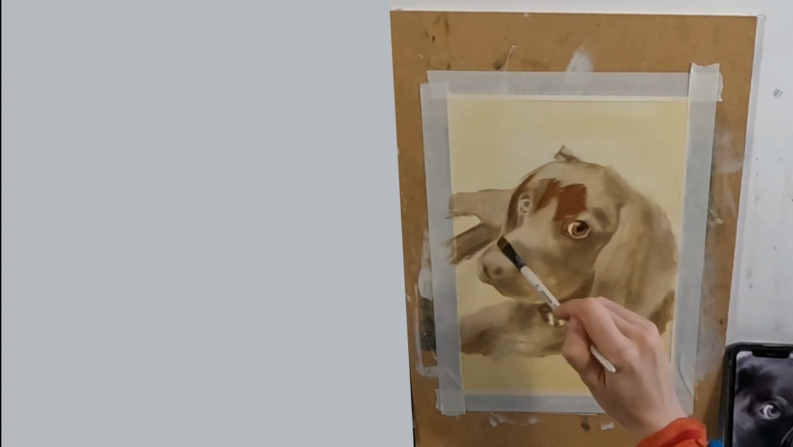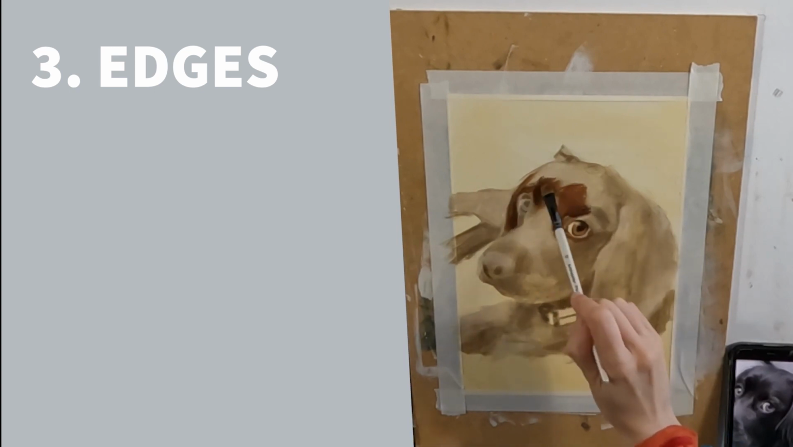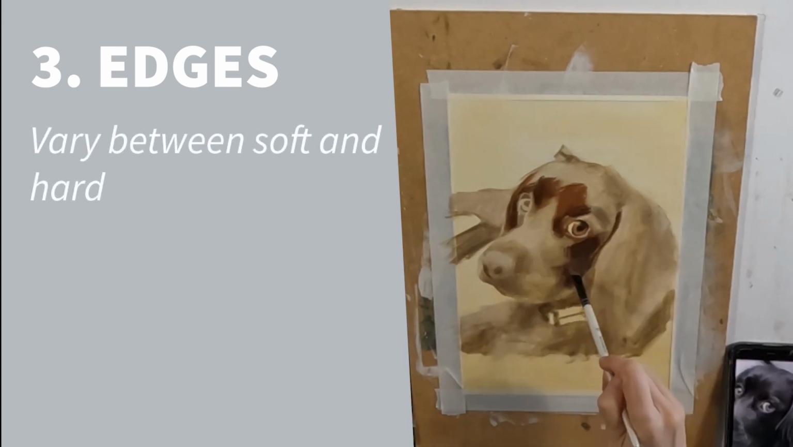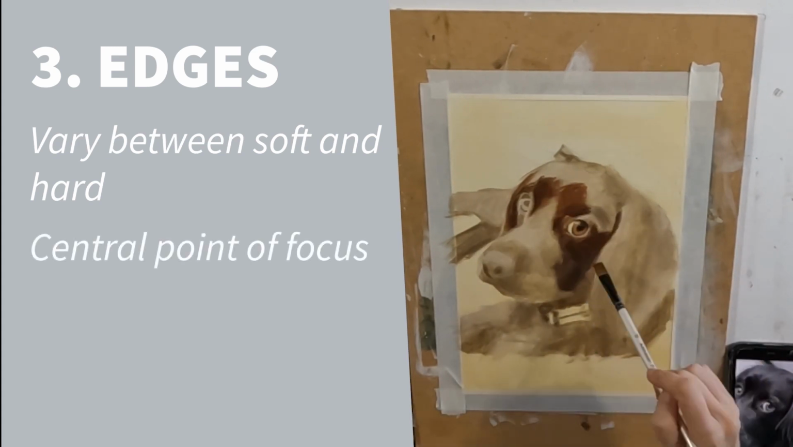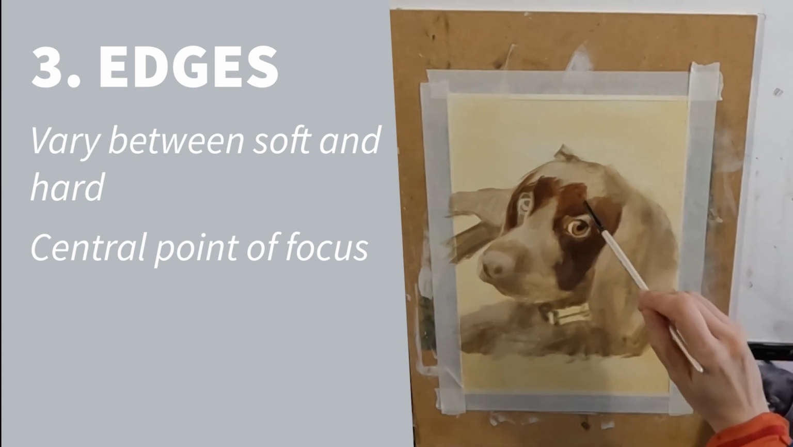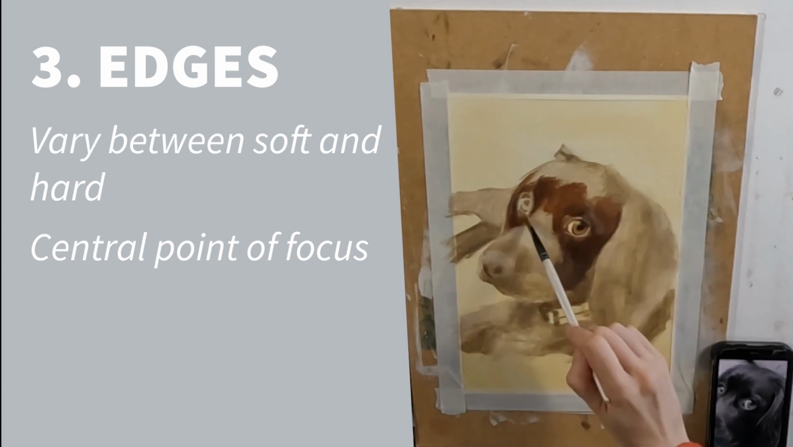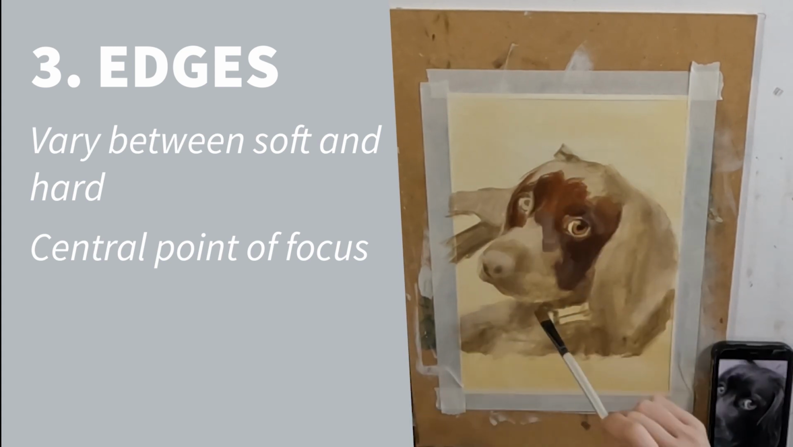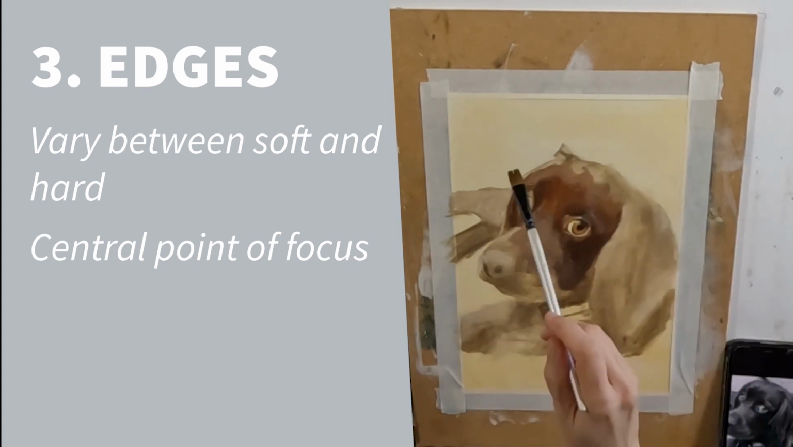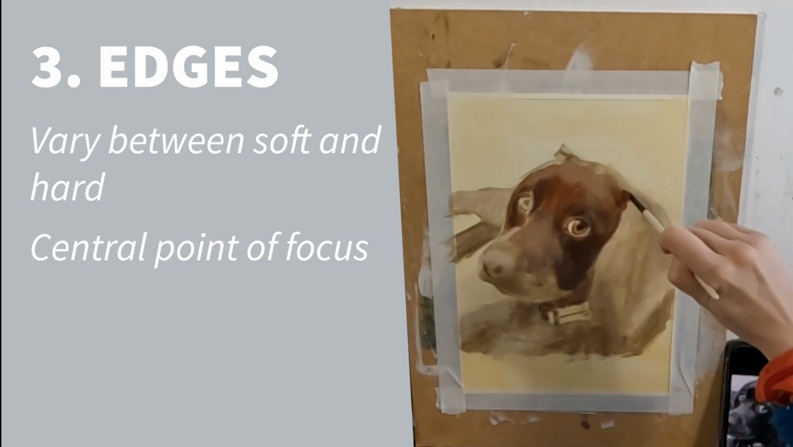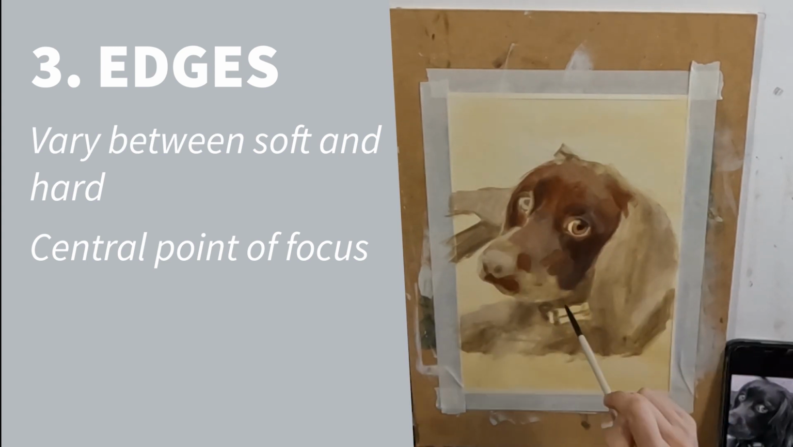So the third thing then is edges. You want to vary the edges in your painting between soft and hard. You don't want all soft and you also don't want all hard. Remember that hard edges will naturally draw your eye to these areas. A good way to plan your edges is to have a central point of focus. For example, in this painting, my central point of focus was my spaniel's eyes. And then as I moved out, it just became a little bit softer and a little bit more blurry.